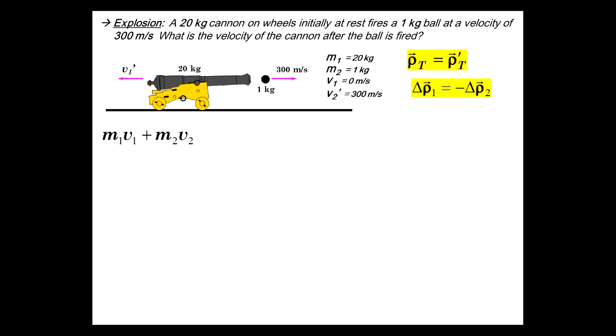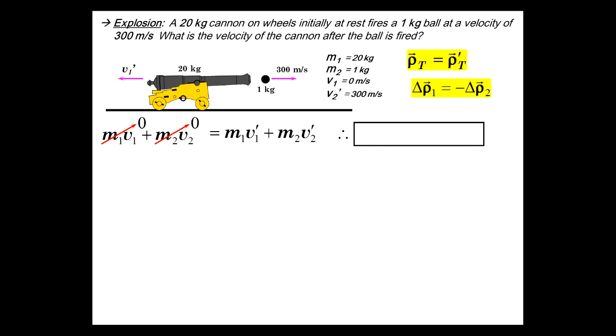So starting with total momentum before equals total momentum after. Same thing I wrote before. Now, what factors here disappear? Well, originally, the cannon is sitting there with the cannonball in it. They're both not moving. So M1V1 is gone, and M2V2 is likewise gone.